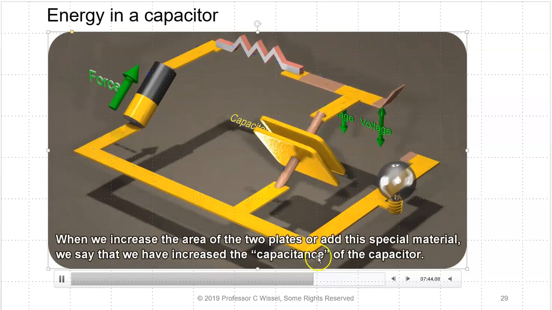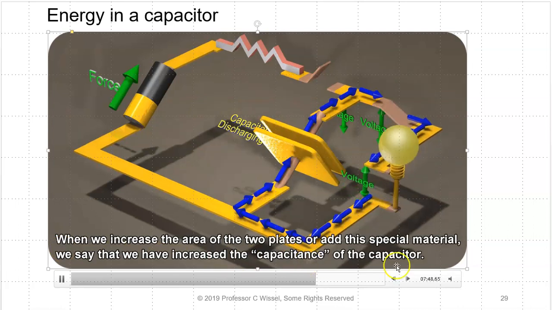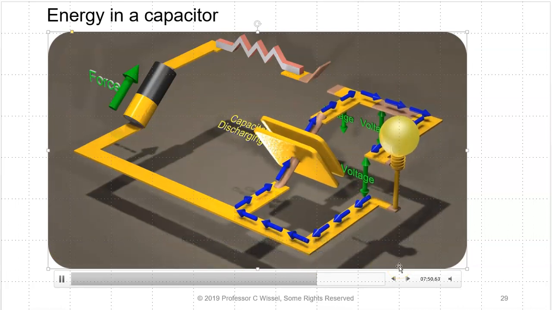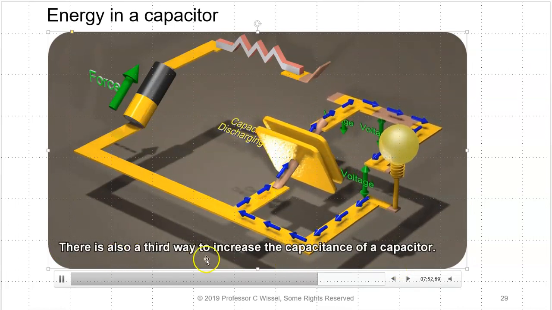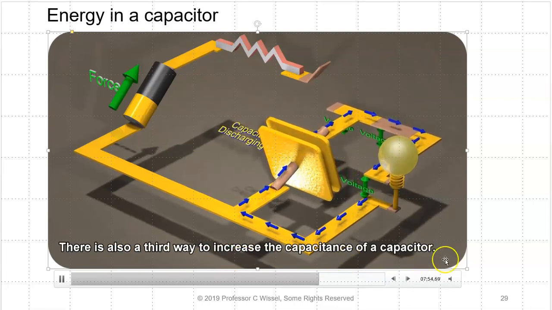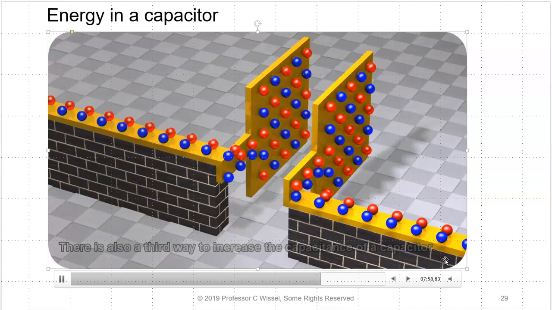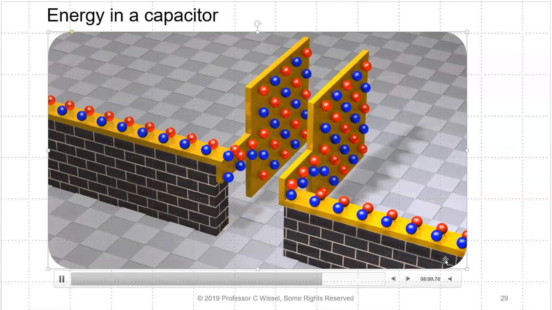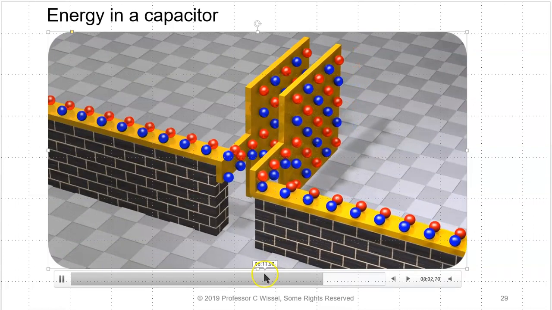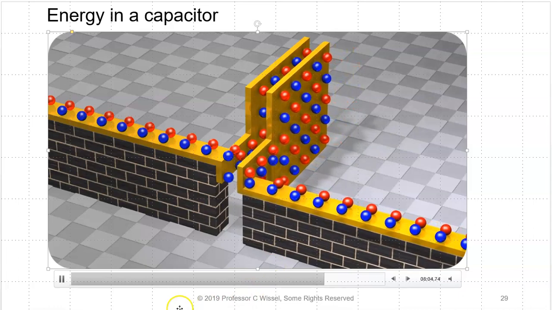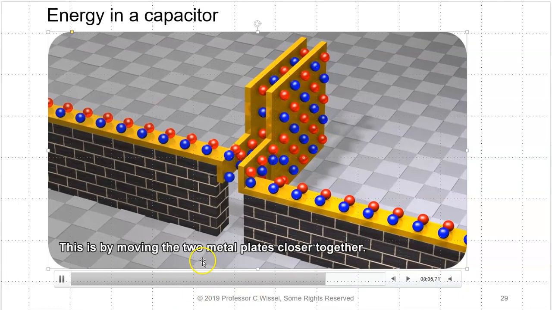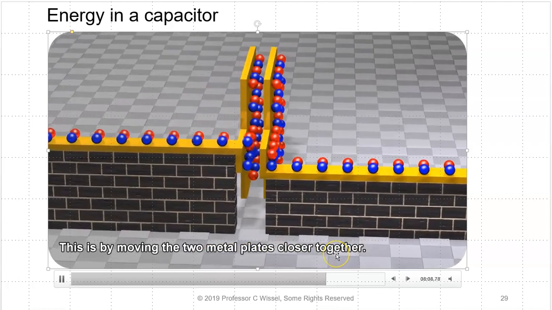When we increase the area of the two plates or add the special material, we say that we have increased the capacitance of the capacitor. There's also a third way to increase the capacitance of a capacitor. This is by moving the two plates closer together.